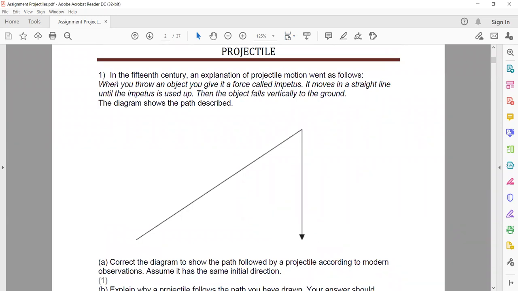This is a statement from the 15th century. When you throw an object, you give it force, and they called that impetus. It moves in a straight line until the impetus is used up. Then the object will fall vertically to the ground. So the object will come to the ground once the impetus is used up. This is the 15th century statement about projectile motion.